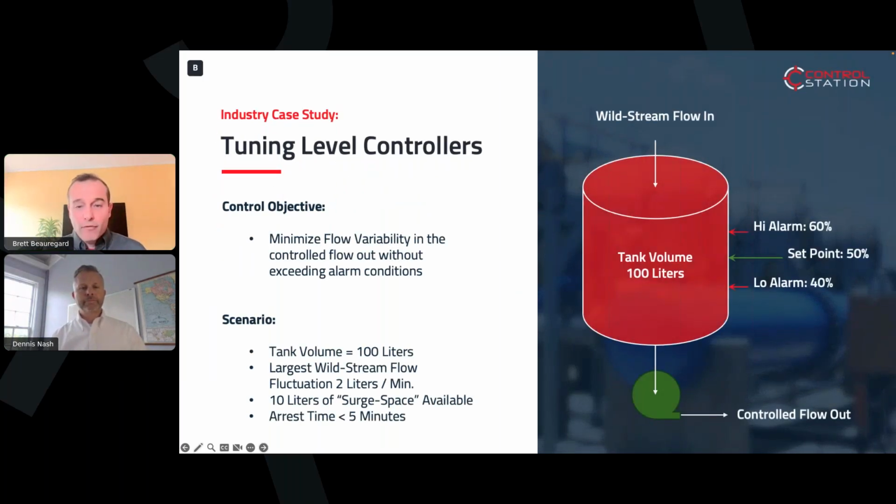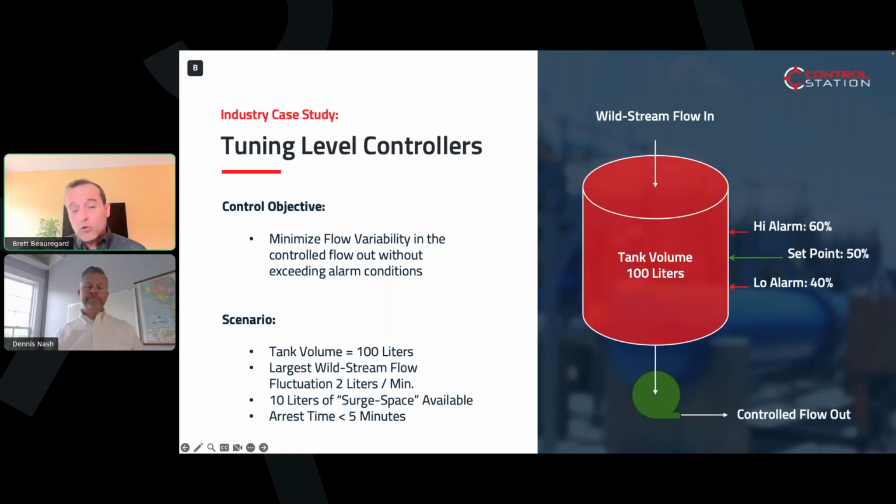All right, so here we have a surge tank. It has a single stream. In practice, this is usually multiple streams, but they can usually be approximated to have a single stream. Let's assume that this tank is a 1,000-liter tank, that we generally stay in the middle, and then we have alarms 10% above and below that. So we can just do some quick math: tank volume is 100 liters.